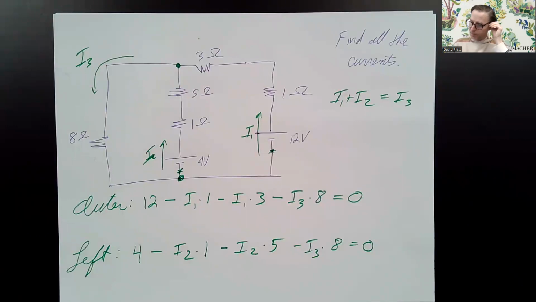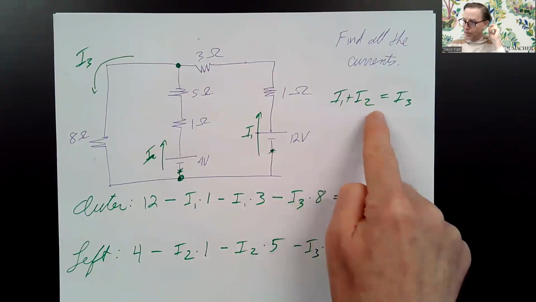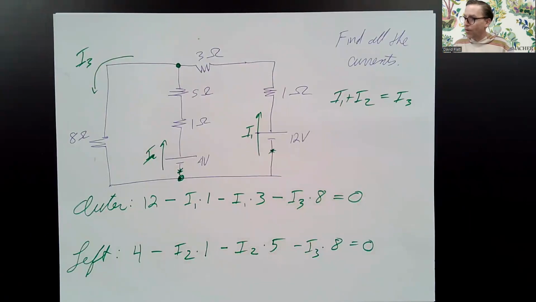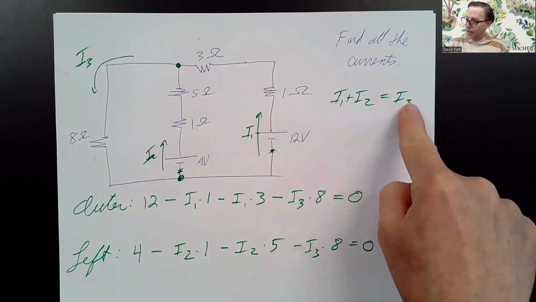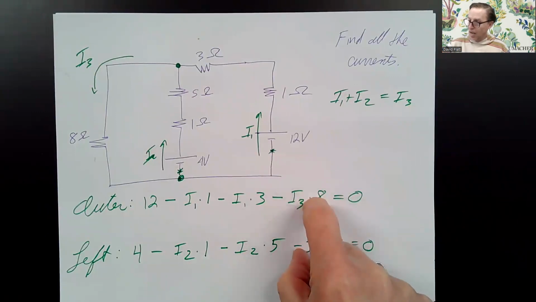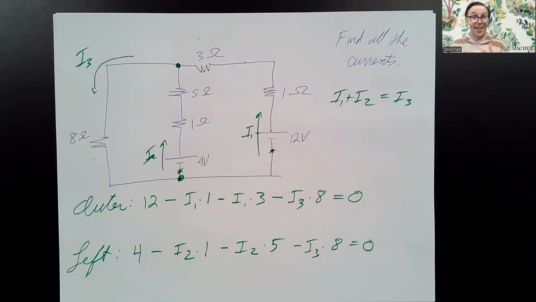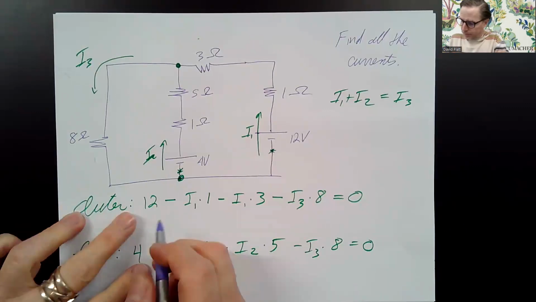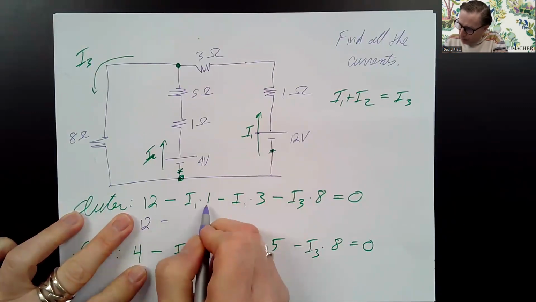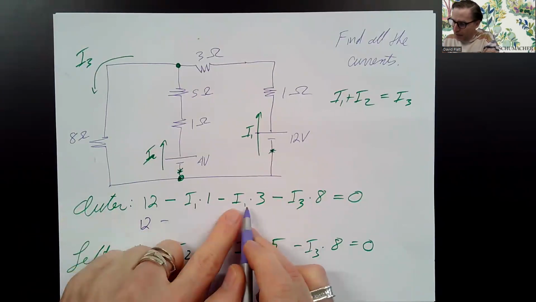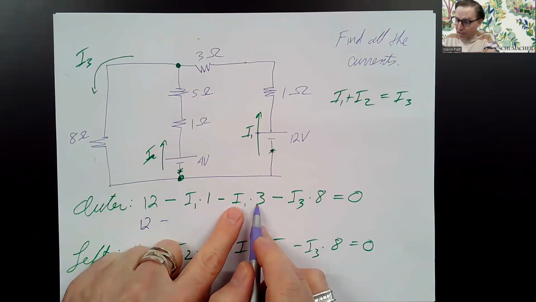This equation contains I1 and I3. This equation contains I2 and I3. And this equation contains I1, I2 and I3. So instead of I3 down here, I'm going to write I1 plus I2, and then these equations will each contain I1 and I2. Do you see it? So I'm going to change color. 12 minus I1 times 1, that's just I1. This is 1 I1 and 3 I1, that's 4 I1.